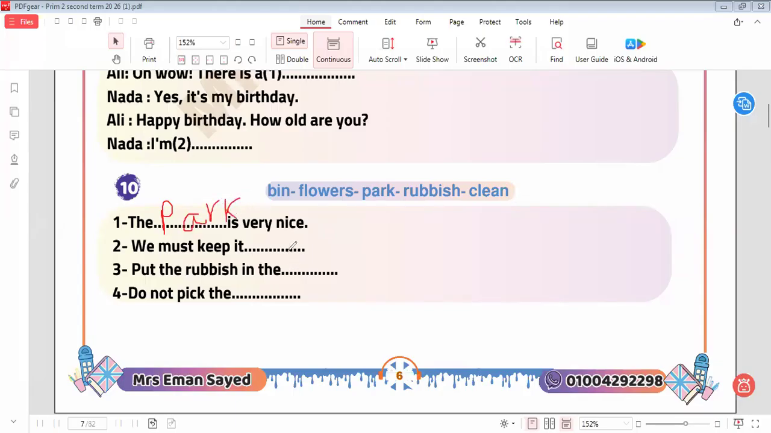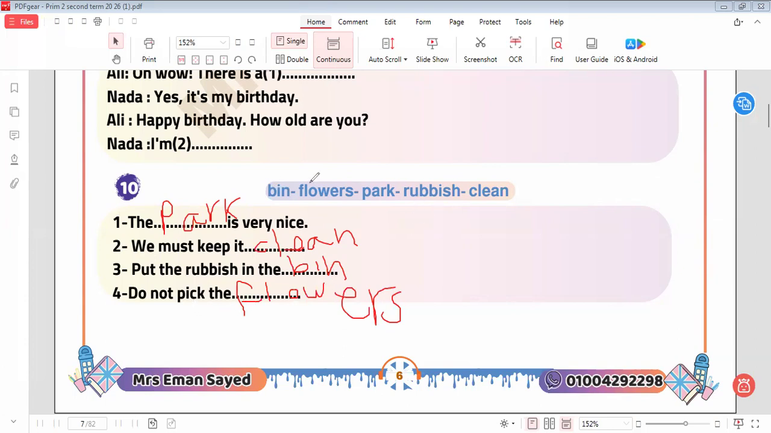We must keep it clean, you are clever pupils. Put the rubbish in the bin. Excellent, you are clever pupils. Don't pick flowers. Some of you are saying, Miss Iman, we have some extra words. We put these extra words to know if you are understanding or not. If we have extra words and don't have a place, don't put them in any space. So here the park is very nice. We must keep it clean. Put the rubbish in the bin.